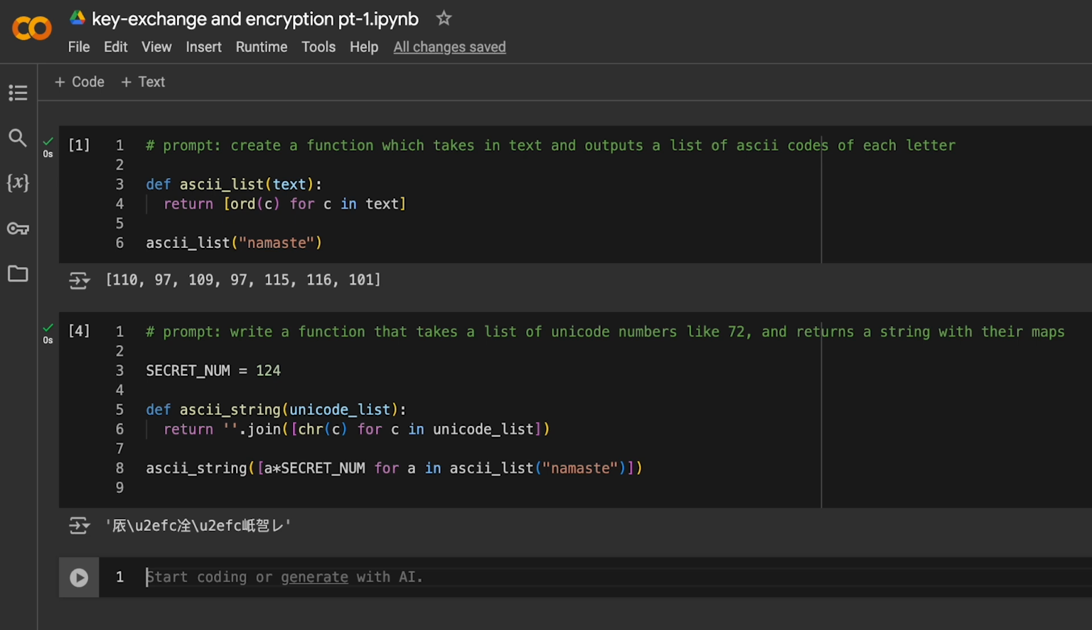Unlike Unicode, which each computer has, encryption is only supposed to work between me sending the message and you receiving it. And that requires us to have a shared secret. This is Google Colab, and I used Gemini to write some very simple code for me. What it does is when I write some text, it gives me each character's Unicode here. And down here, we have a secret number, in our case 124, and we multiply that with each one of these numbers and then convert them back to Unicode. Now for Namaste, that happens to be this text.